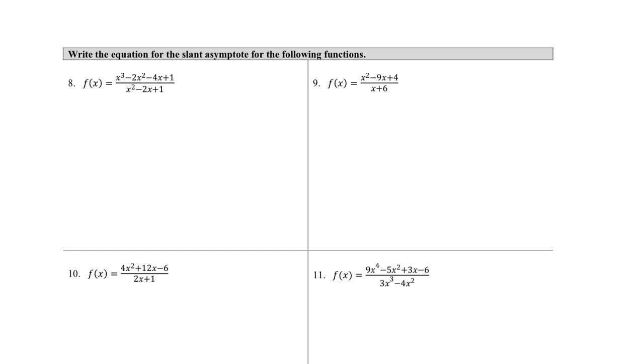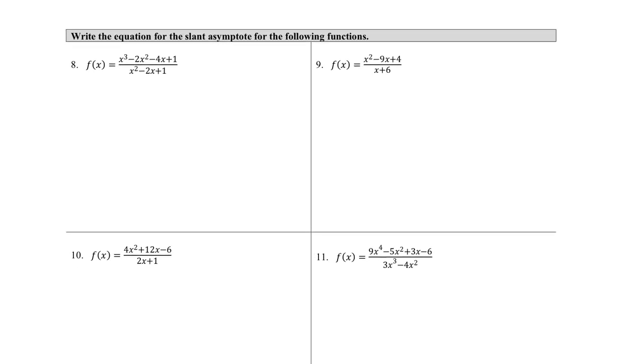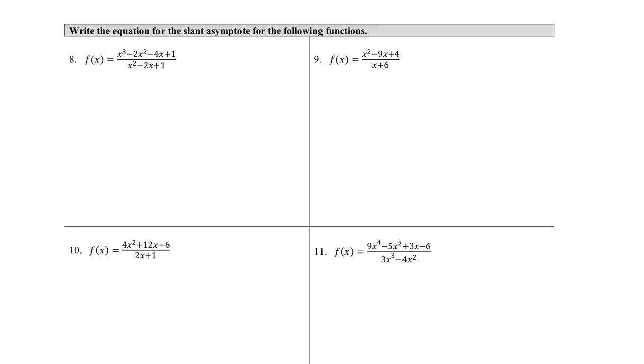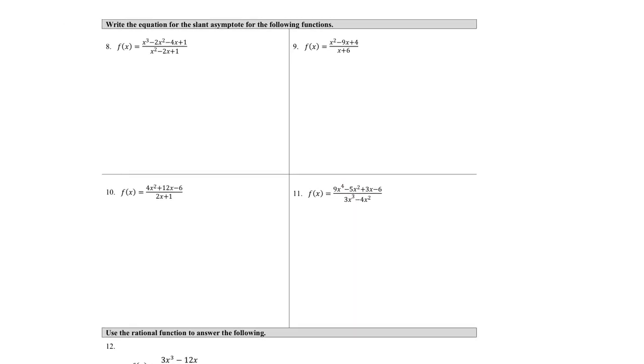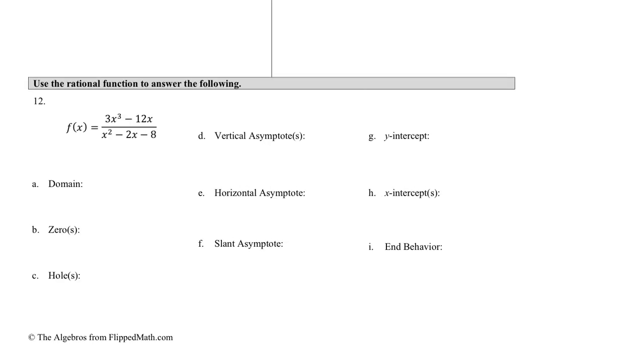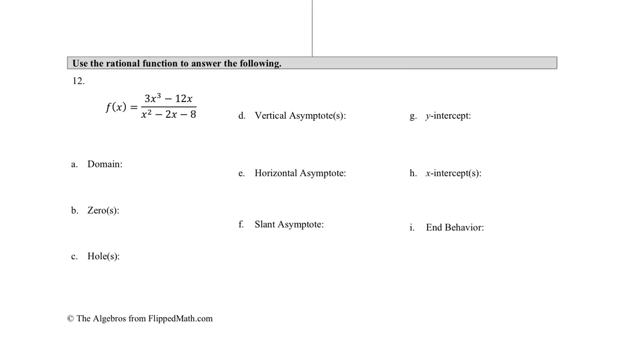Then on our last page here, write the equation of the slant asymptotes of the following functions. So they must all be 1 degree higher on top, because that tells us we will have a slant. So you're going to use some synthetic or long division. So we've got long division, synthetic. You get to decide what you want to do there. Use the rational function to answer the following down here. Well, we've been working at this domain, zeros and holes and all this stuff. So give that a shot.